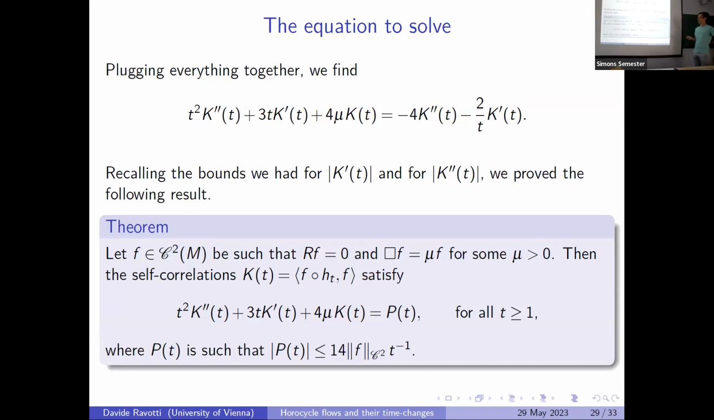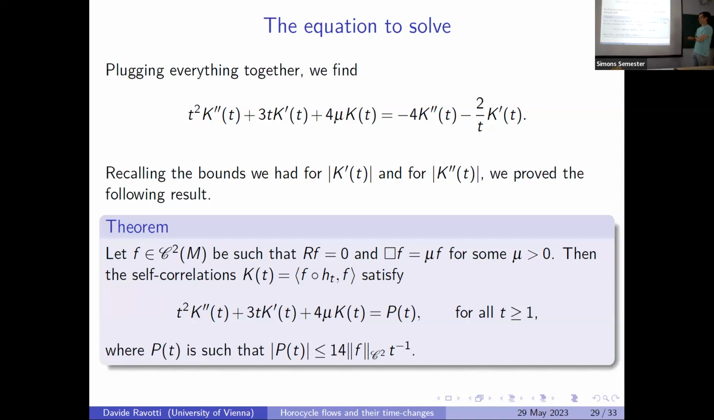So what we proved is that if f is a C2 function that is invariant by SO2 and is an eigenfunction for the Casimir operator, so basically if f is an eigenfunction of the Laplacian, then the function k, the self-correlations of f composed with the Horocycle flow, satisfies this ODE, where on the right-hand side I have an explicit term. k depends on k prime and k double prime, but I will just think of it as a function that depends on t, that satisfies a uniform upper bound of the form constant times the C2 norm of f, something that goes like t to the minus 1 over t. Does this make sense?